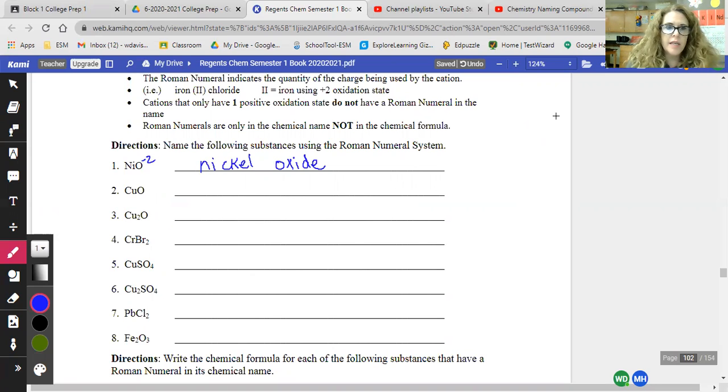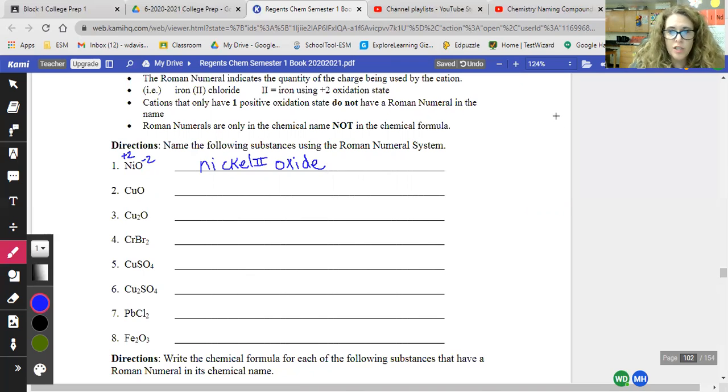Since oxygen's a negative 2, that means this nickel must be a positive 2, because remember, the sum of these oxidation states has to equal 0, because all compounds are electrically neutral. So since the charge of the nickel is positive 2, that means this is nickel Roman numeral 2 oxide. So let's do another example.